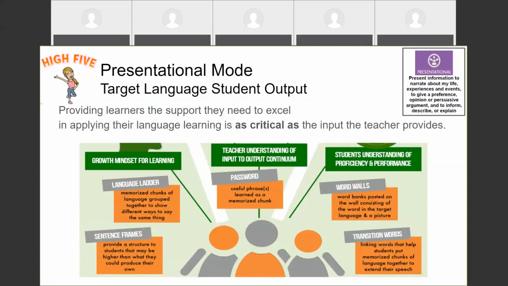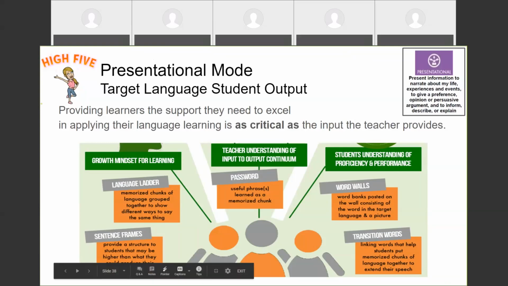And this is necessary and critical because otherwise they're not going to be able to stay in the target language. And applying the language learning is just as critical as the input that you provide as the teacher. So these are some strategies that you may employ for a growth mindset for learning, things like language ladders, which are the questions of language that can be grouped together.